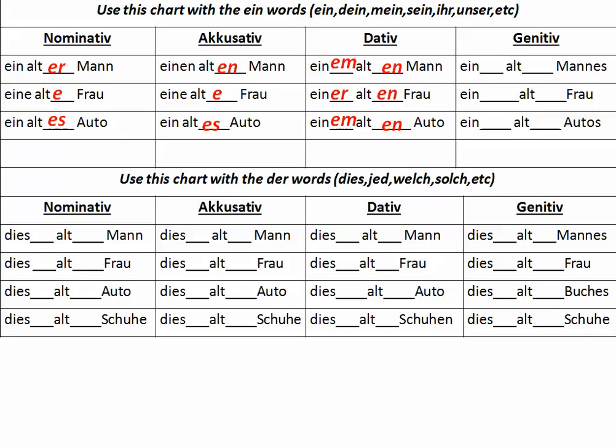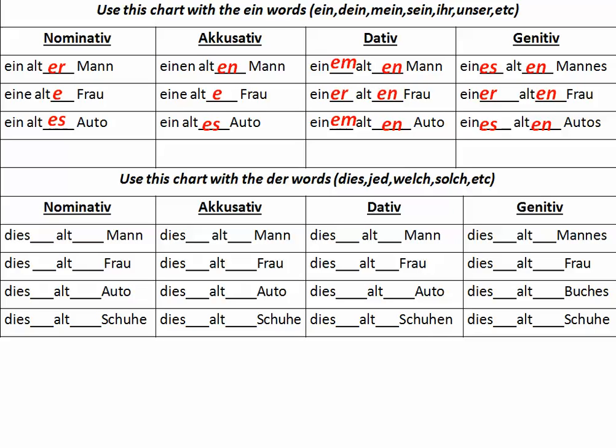For genitive, remember der changed to des. We're going to take that es, put it on the indefinite article: eines alten Mannes, einer alten Frau, und eines alten Autos. Okay, so now let's talk about the der words.